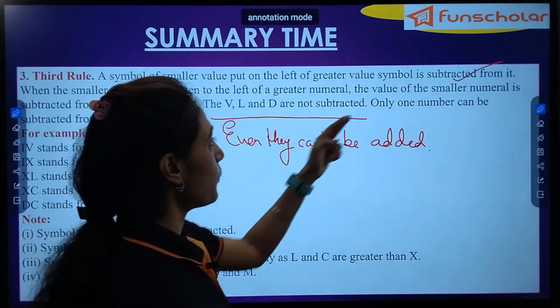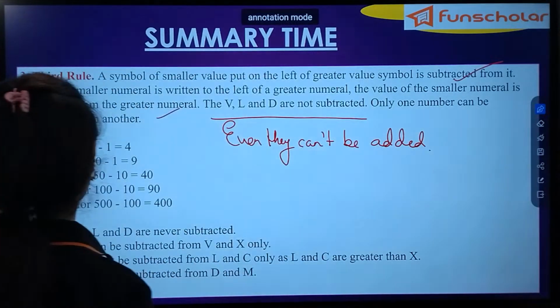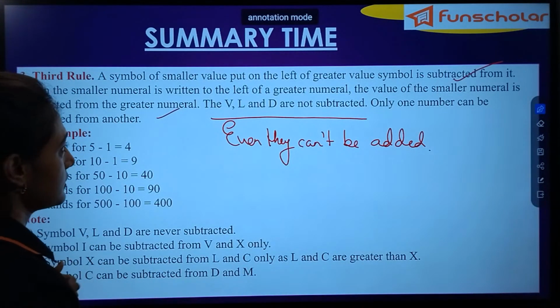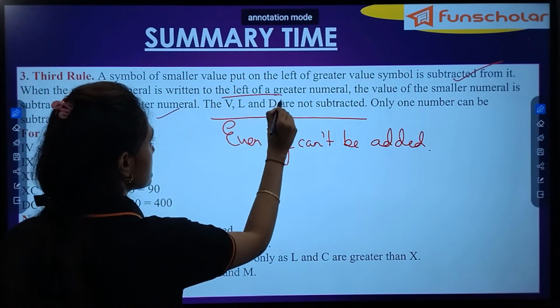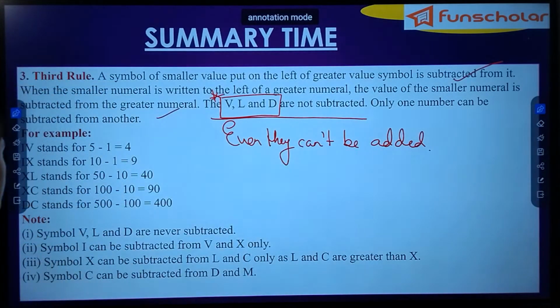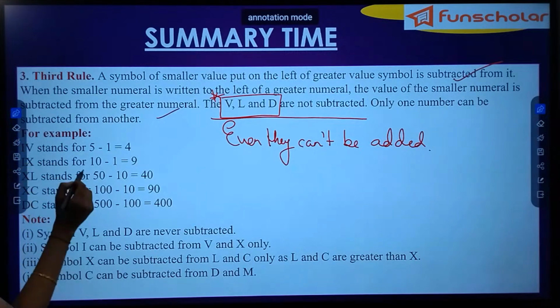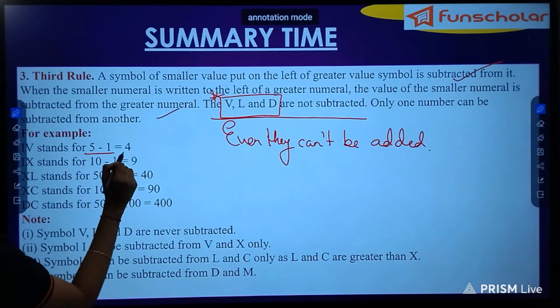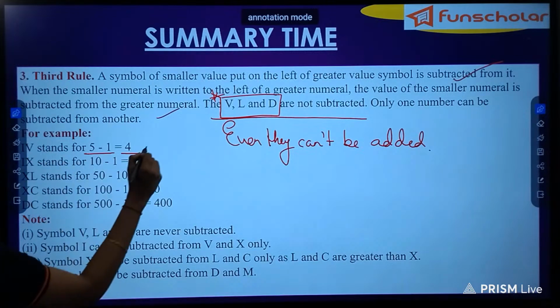Okay. Only one number can be subtracted from another. So you just highlight this point because it is very important. Now see, 4 is written as 5 minus 1, or IV.